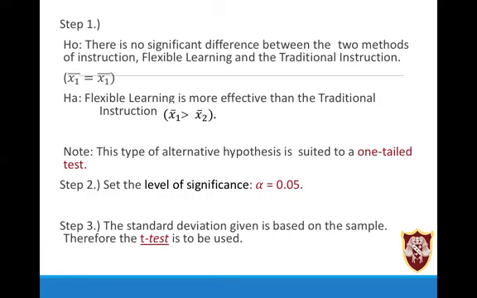Step 3, so the standard deviation given is based on the sample. Therefore, the t-test is to be used. Remember, we can only use z-test if you know the population standard deviation. But in this case, what's given is the sample standard deviation. Therefore, we use the t-test.